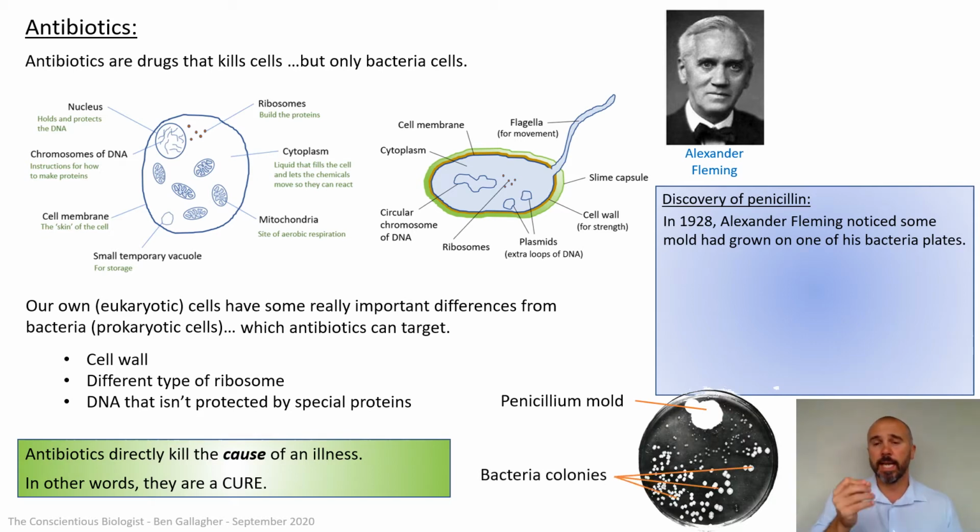Because in 1928, Alexander Fleming noticed some mold had grown on one of his bacterial plates, like this one right here. Okay, he was actually investigating the flu, influenza, but he was growing some bacterial plates and he noticed this mold up here. This is Penicillium mold. All his bacterial colonies you can see growing on this plate. But see if you notice something that he noticed.